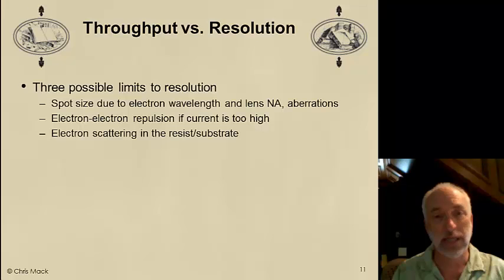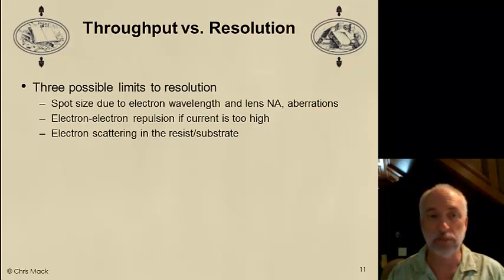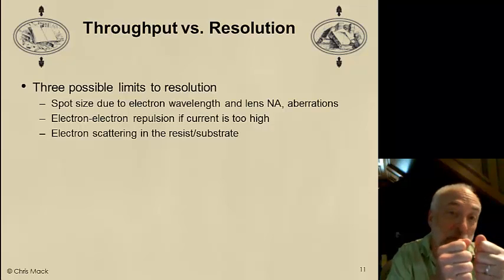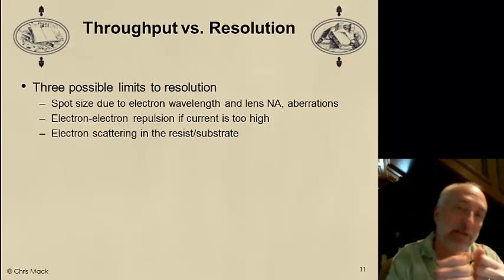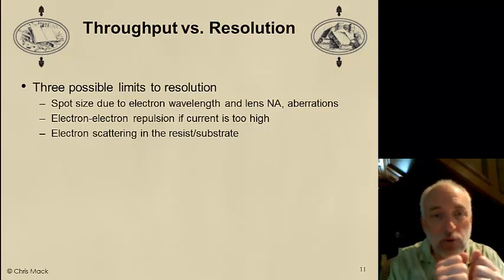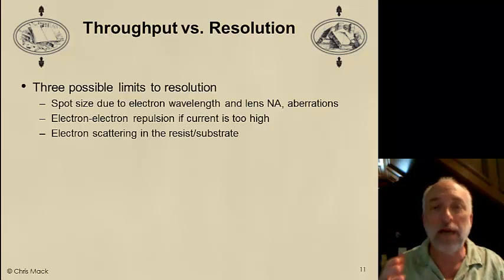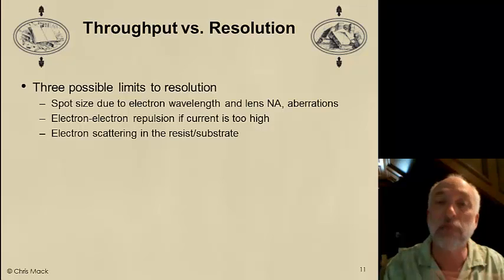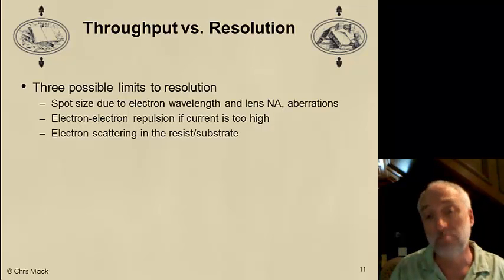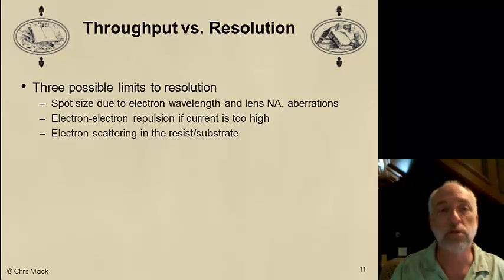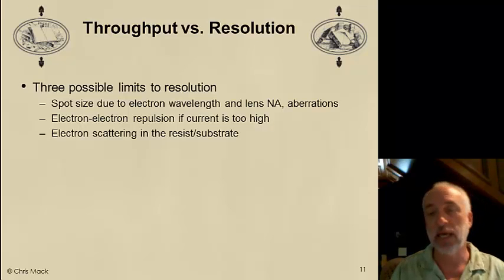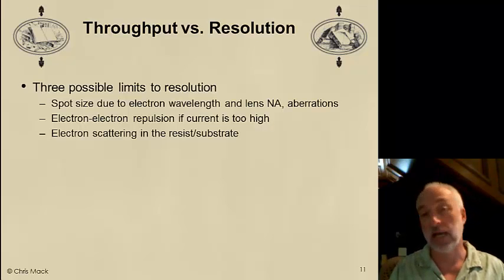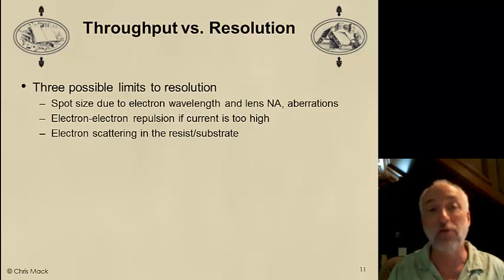There's also electron interactions, Coulombic interactions. If I have two electrons and I try to put them right next to each other, well, they repel each other. They both have an electric charge that's negative, and Coulomb's force will push them apart. So if I have too high of a current and I try to squeeze too many electrons down into a small space, they will spread out. But for most systems, the limit to resolution is the electron scattering in the resist and in the substrate that causes this forward scattering and back scattering as well. Sometimes, though, it's some combination of all three of these things that is impacting resolution.